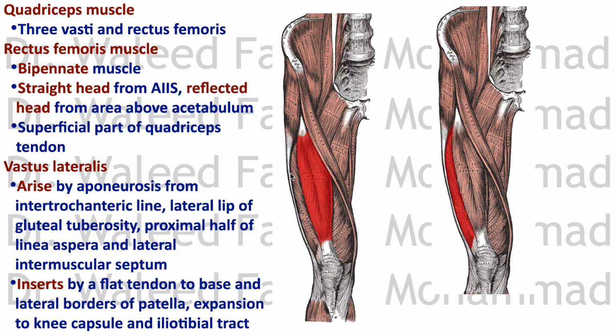Vastus lateralis muscle arises by aponeurosis from the intertrochanteric line. This will lead you to the lateral lip of the gluteal tuberosity on the back of the greater trochanter of the femur, and proximal half of the linea aspera and lateral intermuscular septum. It inserts by a flat tendon to the base and lateral borders of the patella, as you can see here, and has an expansion to the knee capsule and also to the iliotibial tract.